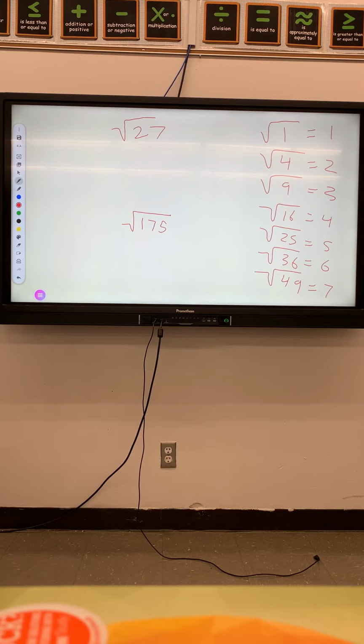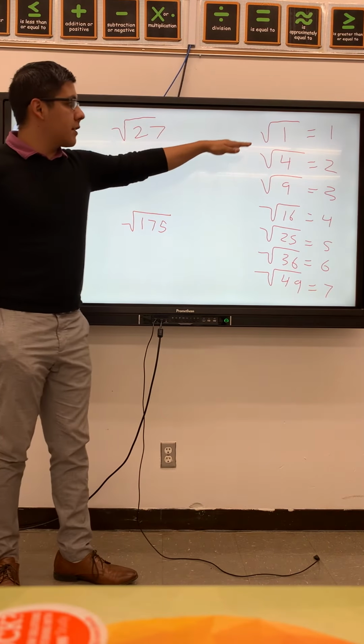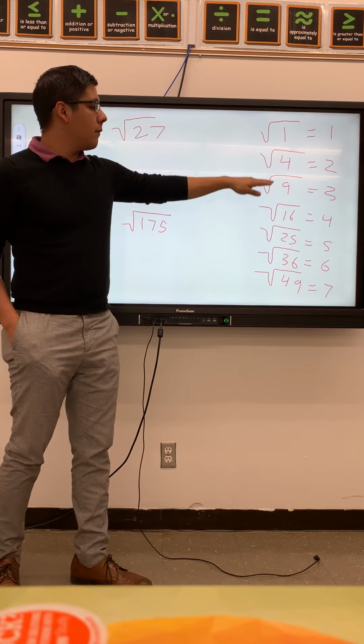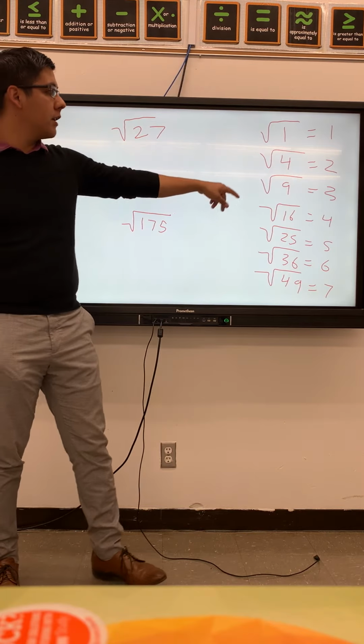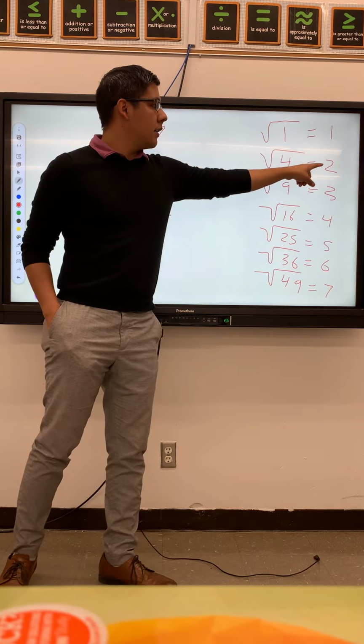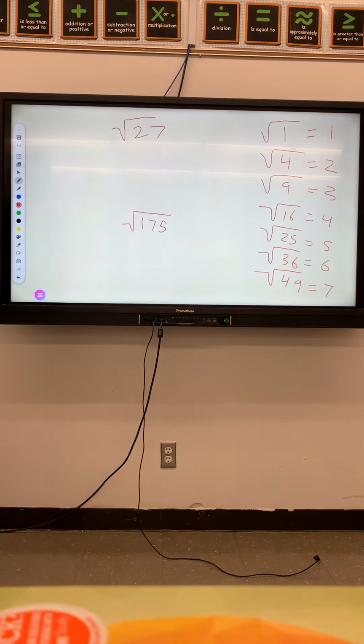So if you can see on the side, I've put a couple of perfect squares, such as 1, 4, 9, 16, 25, 36. If you take the square root of those, you can see you get 1, 2, 3, 4, 5, 6, and so on. Okay, so those are going to be really important for you to know, or at least be aware of, because those will help you simplify the radical much faster.